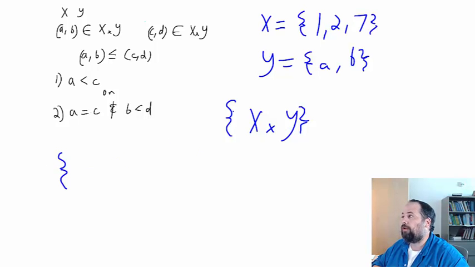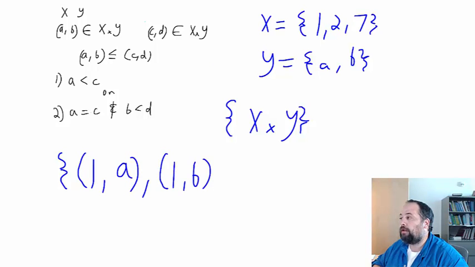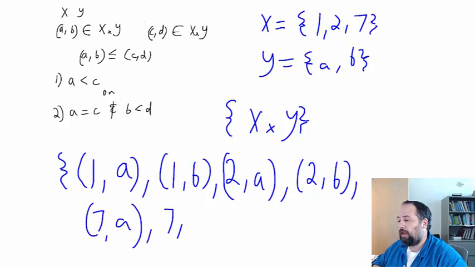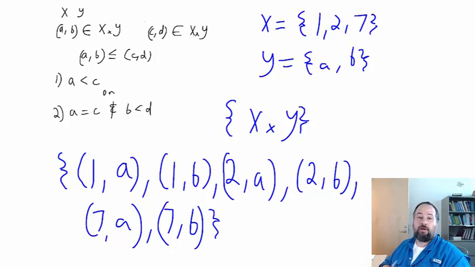Well, first we're going to have the tuple 1A, then the tuple 1B, then the tuple 2A, then the tuple 2B, 7A, and finally 7B. So that is the lexicographic order of the entire Cartesian product of those two sets, which is what we would expect, but we need that formal definition for what we're going to do in the next example.